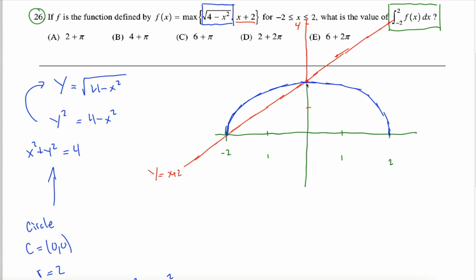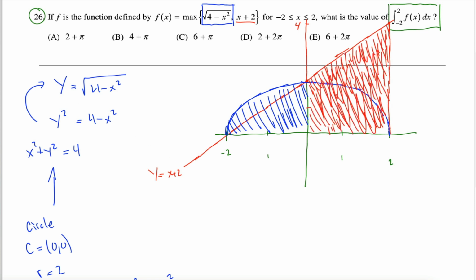And then the higher of these two things from 0 to 2 is the graph in red. So to evaluate the definite integral from -2 to 2 of this function, I need to know how much area is over here, but then also how much area is under here. Well, good news, that's a fairly easy geometric problem.